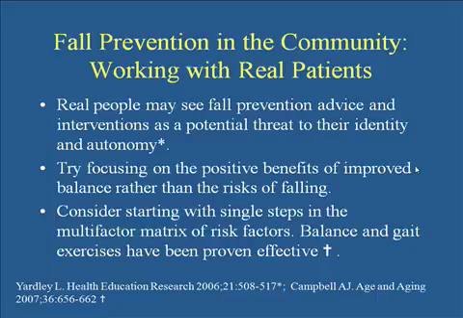So rather than discuss fall prevention and preventing falls, try to frame the conversation as one of improving balance rather than risks. And then it may be appropriate to start with a single step in your what I call multi-factor matrix of risk factors. Get started with one thing. Get them going on a balance and gait exercise program. Then see if you can't encourage them at future visits, with serial visits and follow-up, to do some of the other changes that might be potentially helpful in terms of minimizing their fall risk.